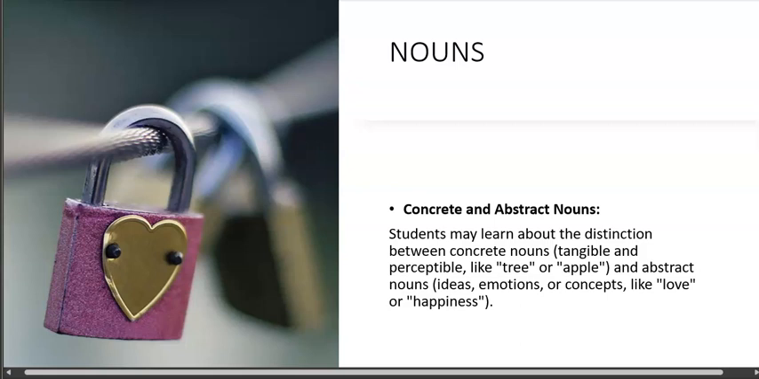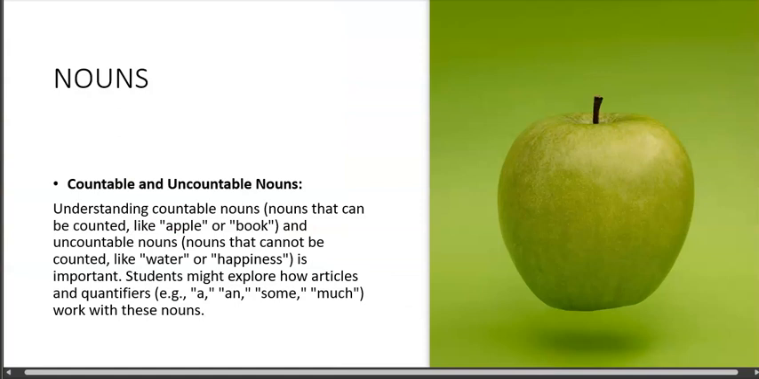So after looking at that, we will now look at the other category, and that is the countable and the uncountable nouns. Countable and uncountable nouns, okay? So even from the word countable, what does that mean? Anyone? Or even the word uncountable, what does that mean?